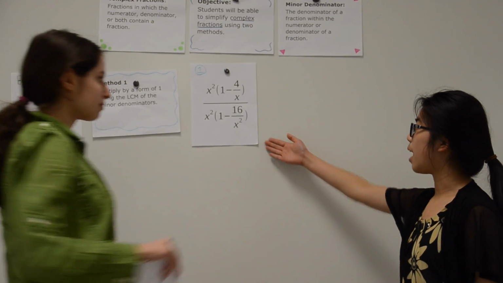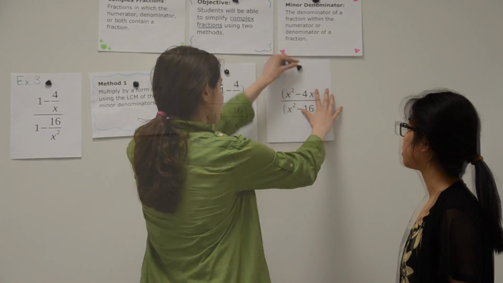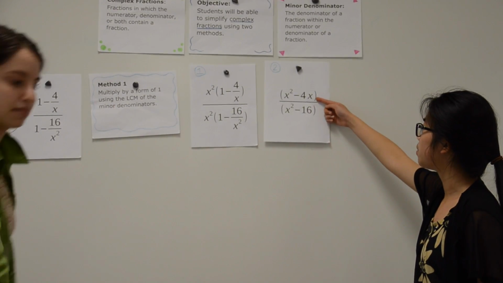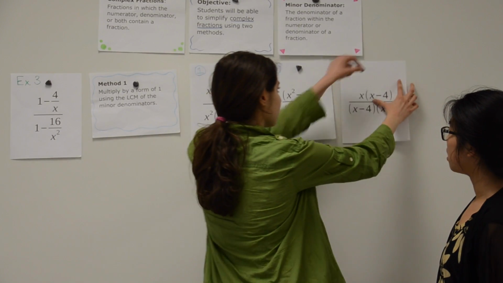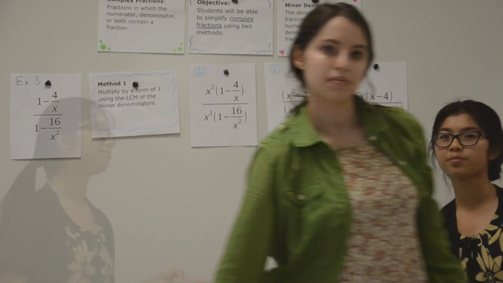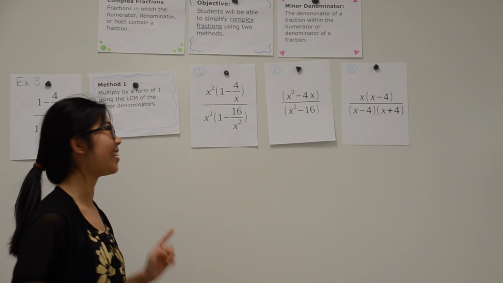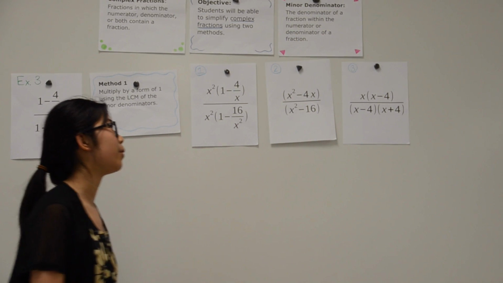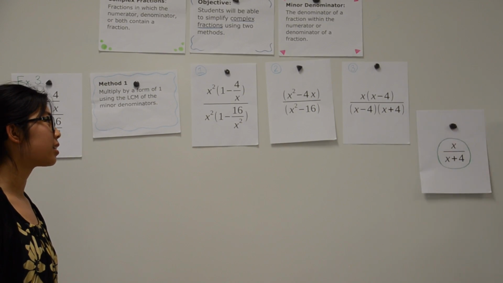After we get to this step, we can distribute the x squared. From here, we can factor out the x from the numerator and take the difference of squares in the denominator. X minus 4 and x minus 4 in the numerator and denominator, we can cancel those out, and we end with x over x plus 2.